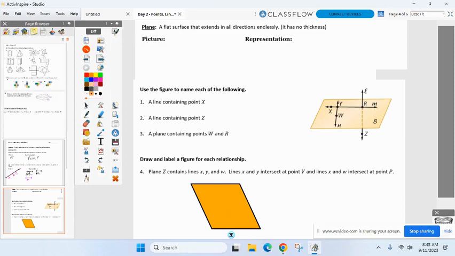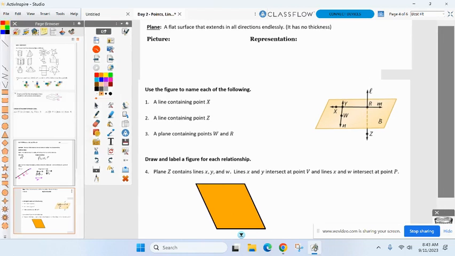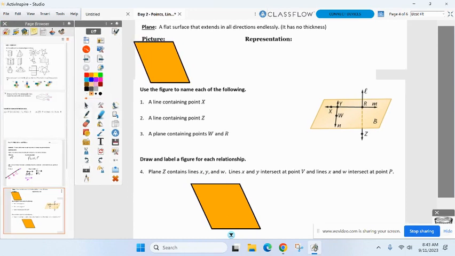Now, you look at that definition. Woohoo! A flat surface that extends in all directions endlessly. Like it just keeps going. How the heck am I going to draw that? Well, I can't. That's impossible to do. Something that just extends endlessly in all directions. So instead, we do a little smaller diagram that looks like this. That's usually what you'll see a plane represented as far as a diagram goes. Because I can't be drawing this thing that goes on forever. That's ridiculous.